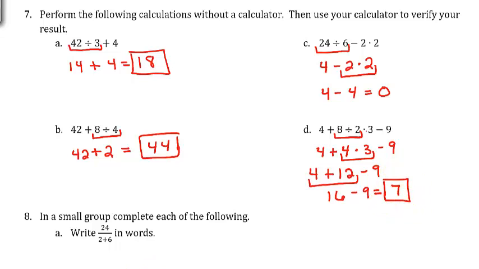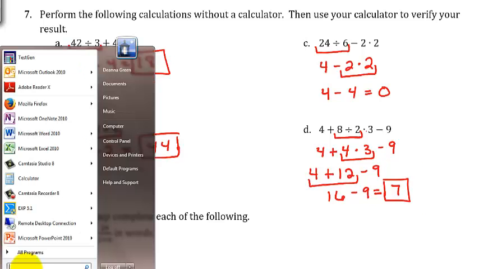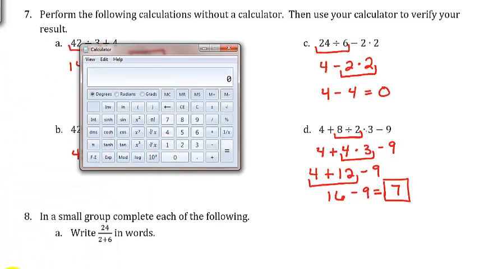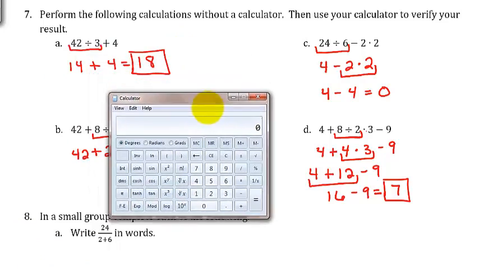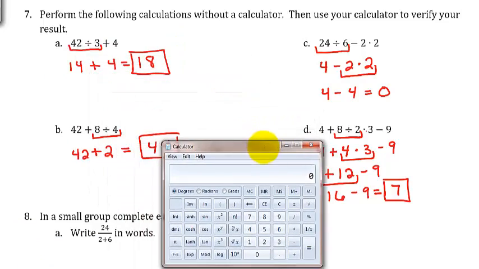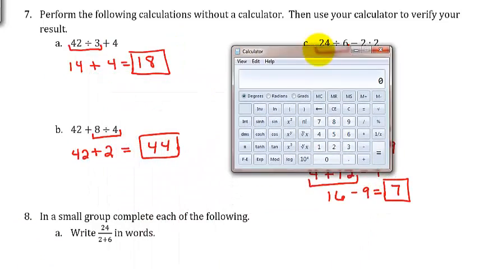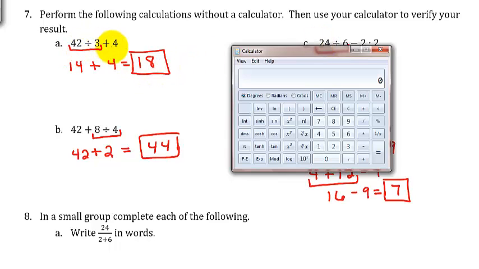Okay, and then we want to just check those with our calculator. And since there aren't any parentheses anywhere in here, and even if there were, we would just insert the parentheses to do them. And so we can just type that exactly as it is in our calculator. 42 divided by 3 plus 4. And the calculator does the order of operations for you, and so we get 18 just like we got when we did it by hand.